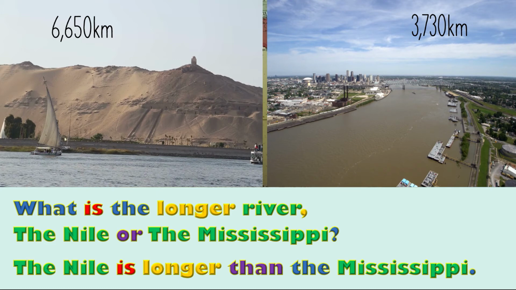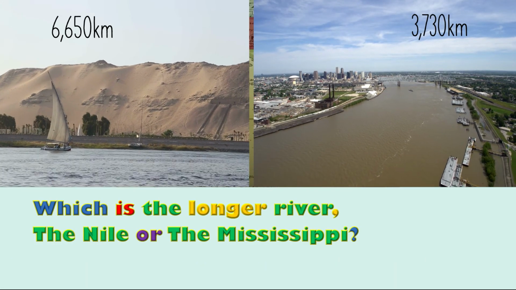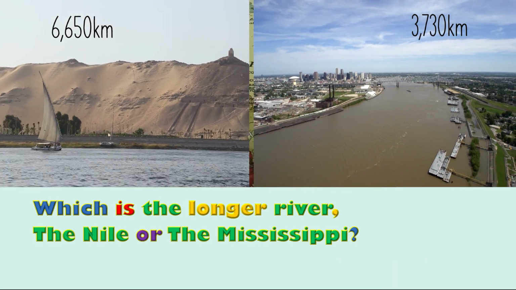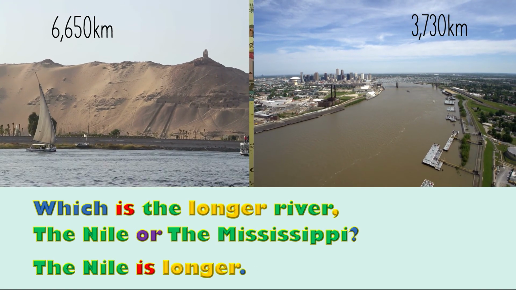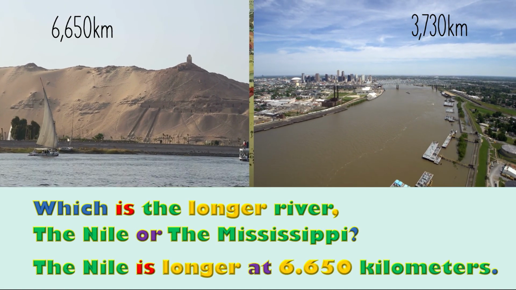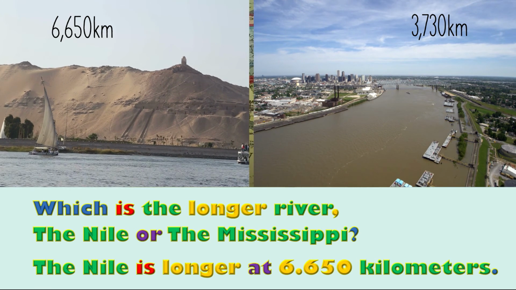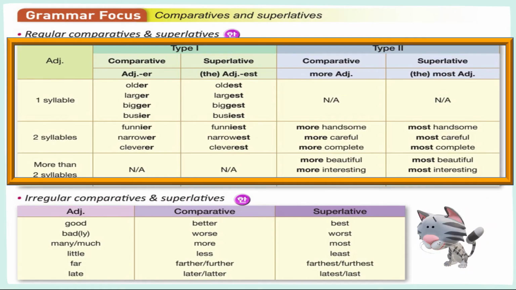Some information: the Nile is 6,650 kilometers, while the Mississippi is 3,730 kilometers. So yes, the Nile is longer than the Mississippi by about 3,000 kilometers. About two times longer. Which is the longer river, the Nile or the Mississippi? You can give a short answer. The Nile is longer. Or if you want to add information, the Nile is longer at 6,650 kilometers, or by 3,000 kilometers. Complicated numbers, but anyway, information is always useful.